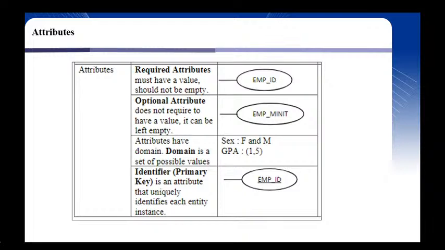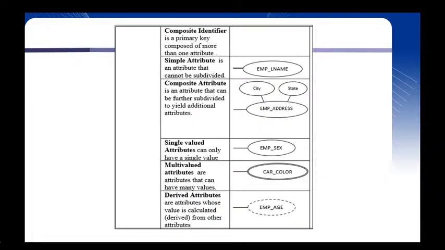So if it is employee, what do you think is the primary key for that? Yes, you're right. That is student ID. If it is flight, we have flight number. So it depends on the specific entity that we are talking. So now let's move forward to the other things about attributes. We could also have composite identifier. So composite identifier, it is a primary key that is composed of more than one attribute. So it means that two attributes or three attributes now composes your primary key.